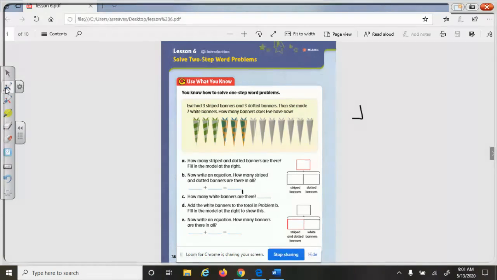So we know how to solve one-step problems. This problem tells us that Eve has some banners. She's got 3 banners with stripes, 3 dotted banners, and then 7 white banners, and we want to know how many she has now. So if we were going to fill in this part whole chart, we don't know the whole number. That's what we're missing. We do know the striped banners are 3.